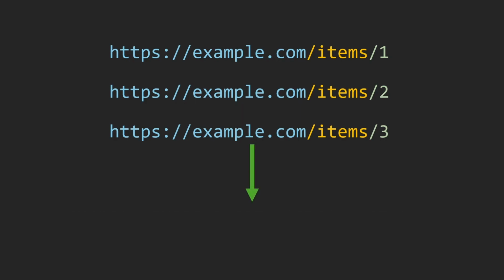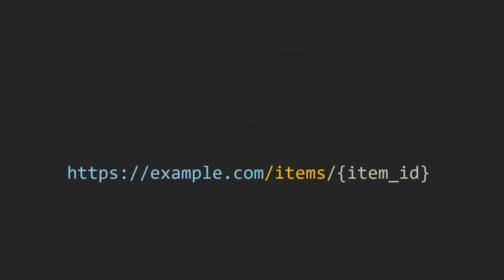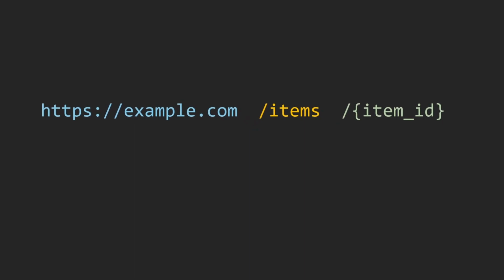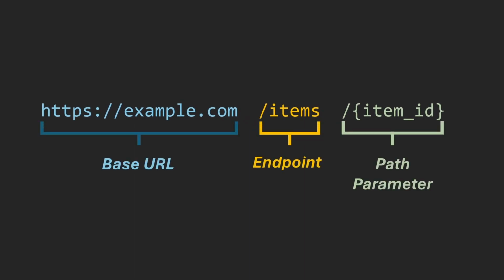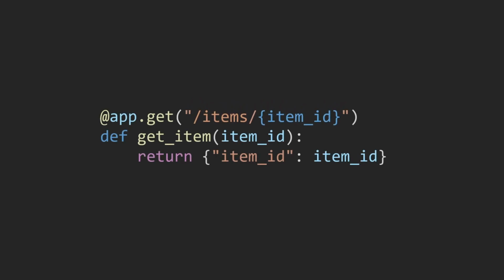We can consolidate these URLs into a general template, having the item ID as an open and closed curly braces with the variable item ID inside. We can take this template and break it into sections. We have the base URL, the endpoint, and the path parameter. We can then take the endpoint and path parameter and put it into the route for our API. We can see how the URL from the beginning gets translated into an API endpoint for our application.